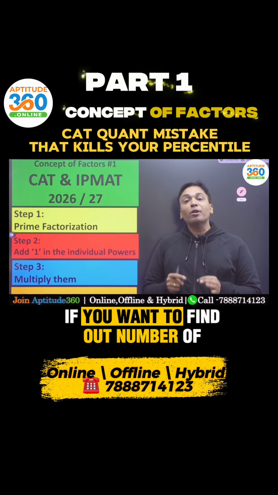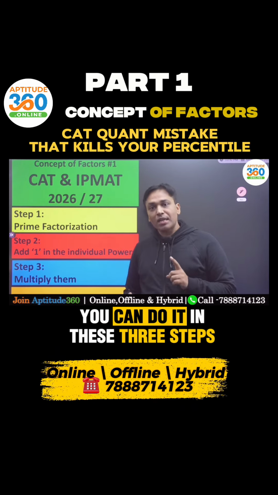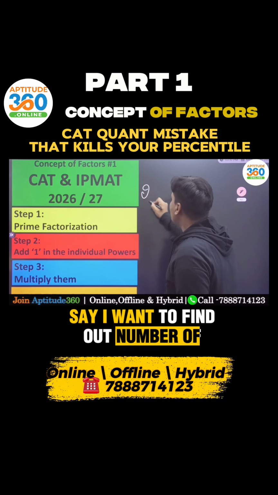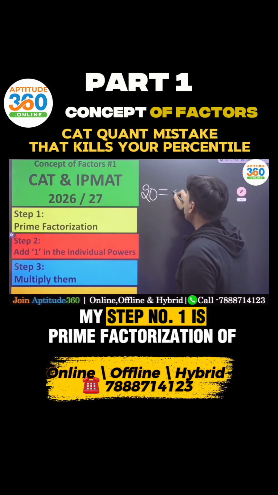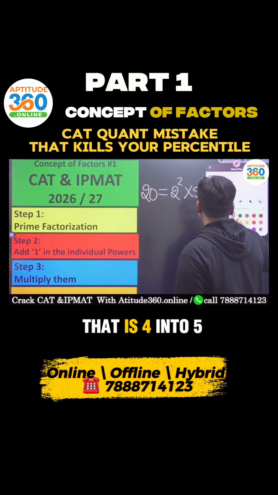If you want to find out the number of factors of any given number, you can do it in these 3 steps. Say I want to find out the number of factors of 20. My step number 1 is the prime factorization of 20, which is 2 raised to 2 and 5 raised to 1, that is 4 into 5.